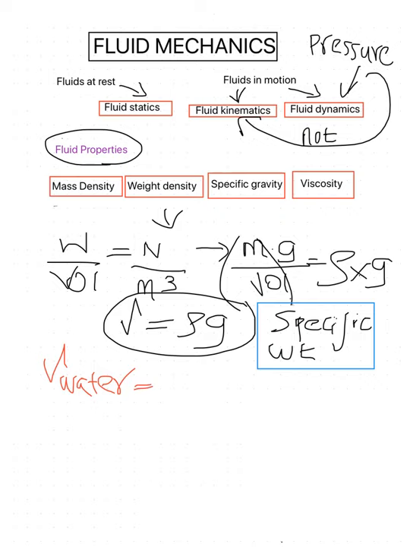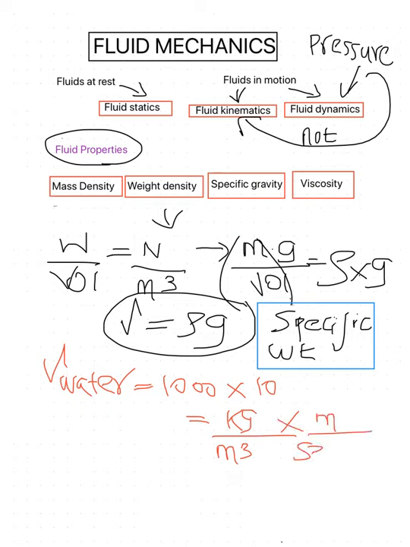Okay, rho of water, again we can find out. Rho of water is 1000 kilogram per meter cube from what we learned previously, into g, let's consider it as 10. Now the unit is kilogram per meter cube, this is meter per second square, so it becomes kilogram per meter cube into meter per second square. Okay, so which means it is kilogram per meter square second square. Okay, so this is how it becomes.